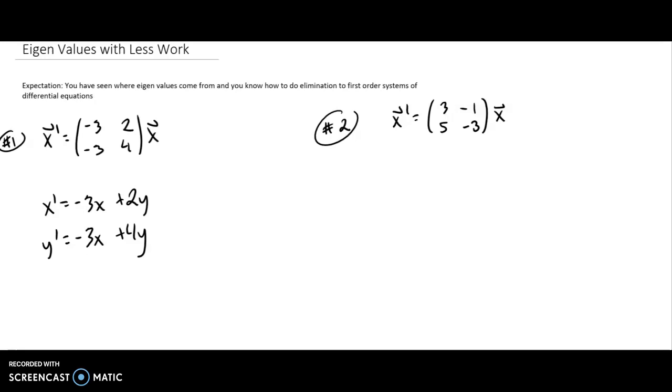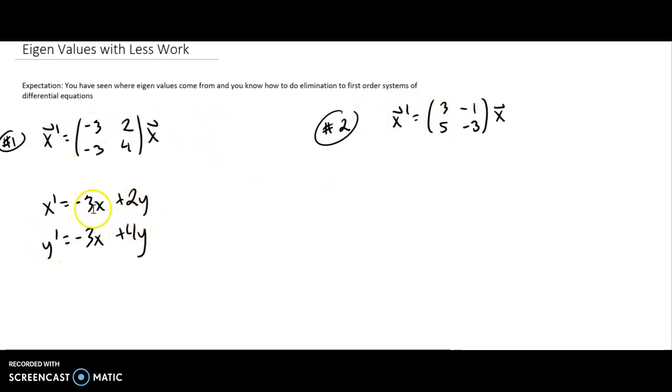Okay, in this video, I'm gonna show you how to do eigenvalues and eigenvectors to solve a system of differential equations with a little less work than you initially learned. We're gonna do two systems. This first one is x prime equals [-3, 2; -3, 4] times x, where x is a vector. And the second one that we're gonna do a little bit later is x prime equals [3, -1; 5, -3] times x, where x is a vector.